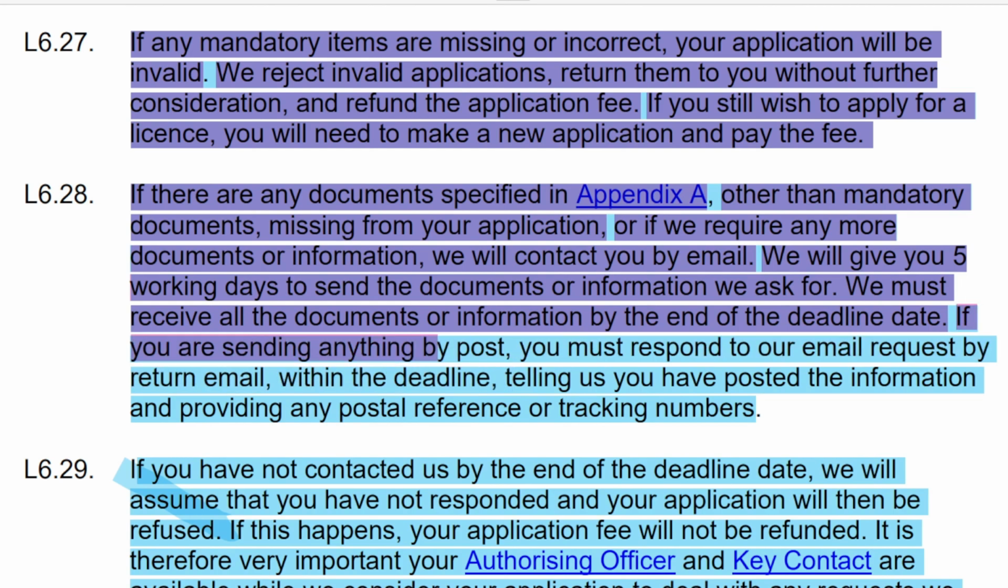If you are sending them by post, you must respond to our email request by return email within the deadline, telling us that you have posted the information and providing any postal reference or tracking number. So if you want to send them by post, you still need to tell us by email that you are doing it, and you do that before the deadline. But you also need to tell us at the same time the tracking number of the documents.